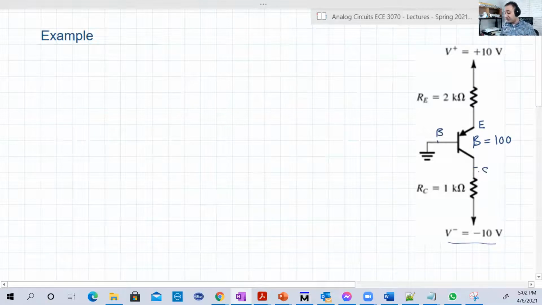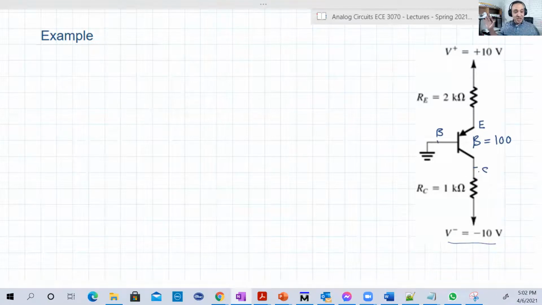And beta is 100. Find everything. This is a normal question. You are just given a circuit with every piece of information in it, and you just find everything. Find every current: IC, IB, IE, VCE or VEC in that case, and VEB as well.